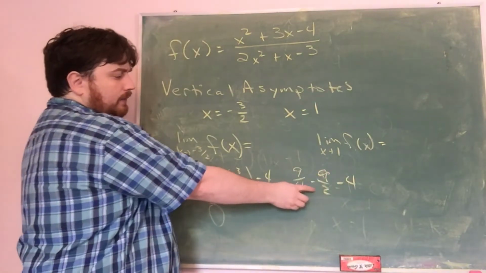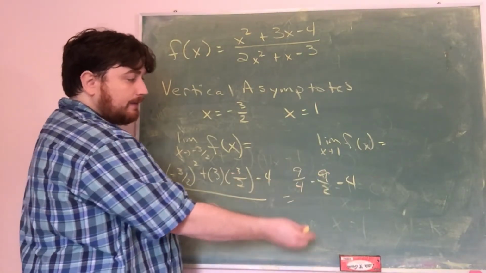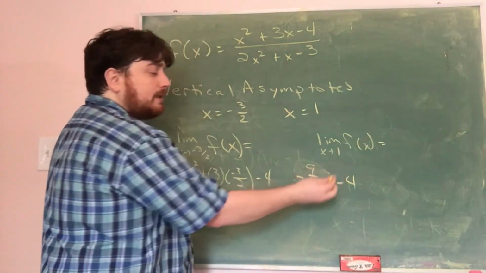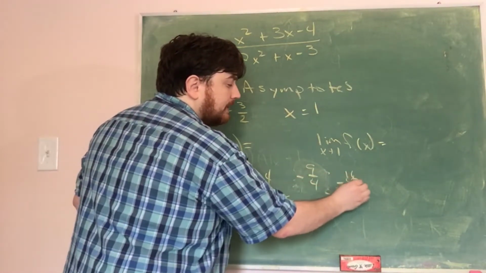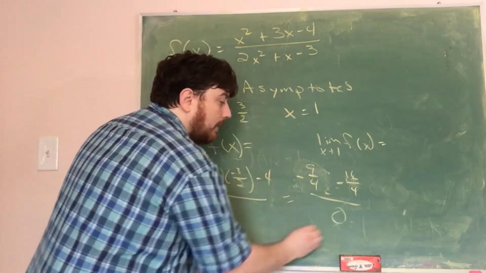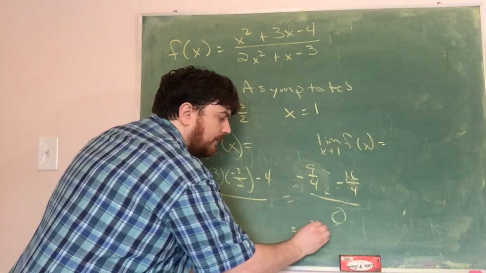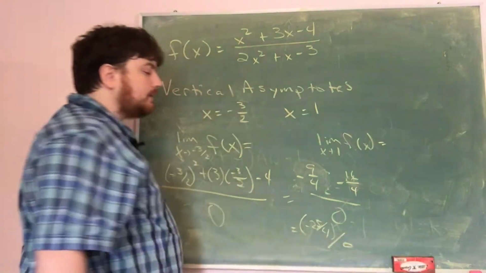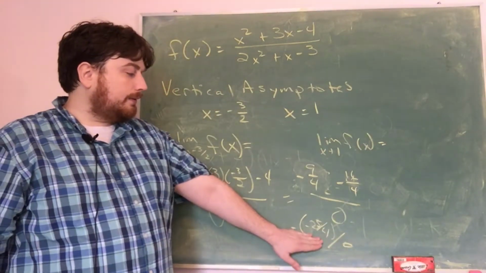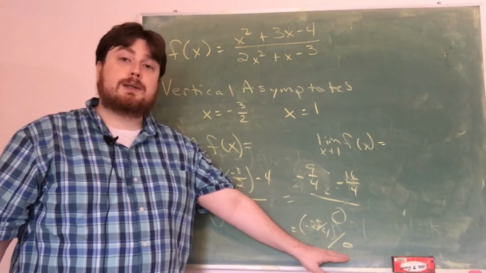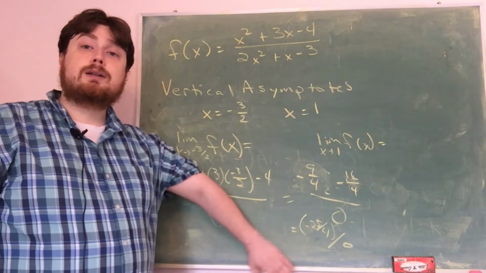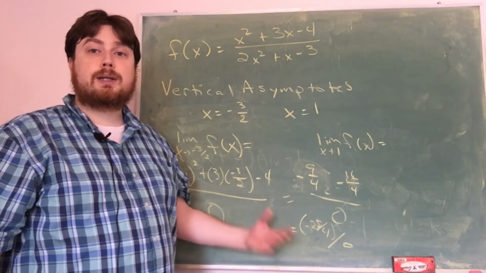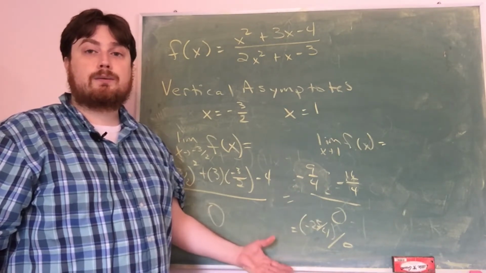And so then 9/4 minus 9 halves is -9/4 minus 4, which is 16/4, is going to be -25/4 divided by 0. And so when I plug this in, I get -25/4, all divided by 0. And so if I'm checking that, what's going to happen here is, notice this is not 0/0. If it was 0/0, we'd have to do more work because it's an indeterminate form.